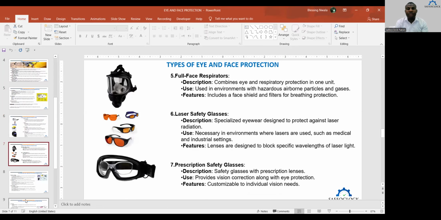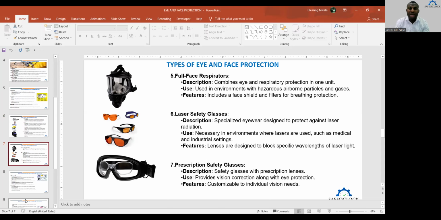So the other type of face protection is full face respirators. These full face respirators combine protection of the eye and of the respiratory organs in one unit, and it's used in an environment where there are hazardous airborne particles that can get into the nostrils or into the eyes.